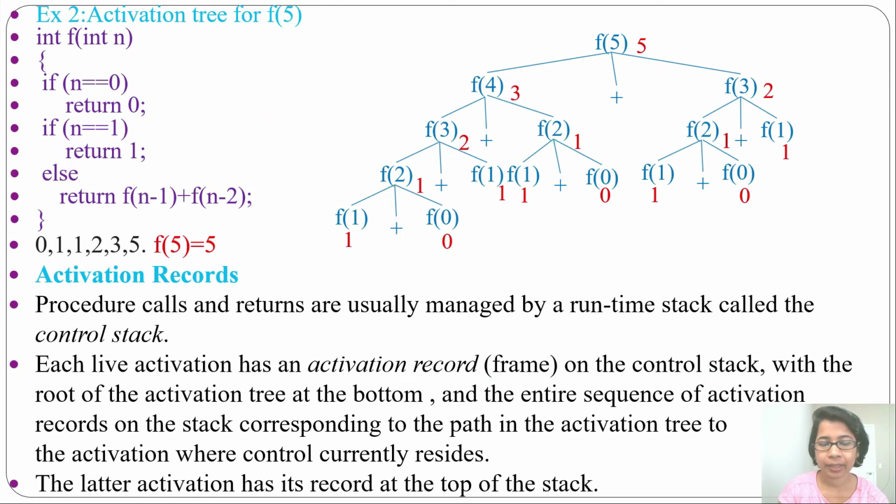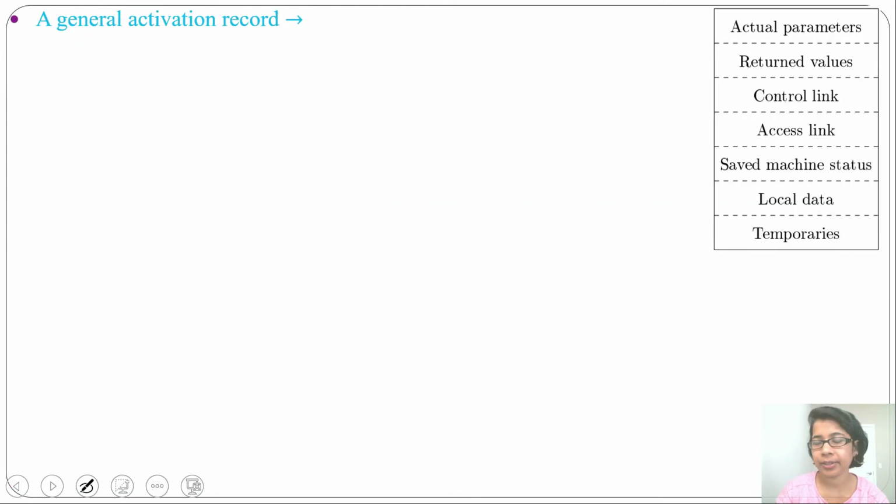So the latest activation record is on the top of the stack. Root will be at the bottom of the stack and the latest activation will be at the top of the stack. This is a general activation record. It will contain temporaries, local data, saved machine status, access link, control link, return value and actual parameter. Let's discuss one by one.